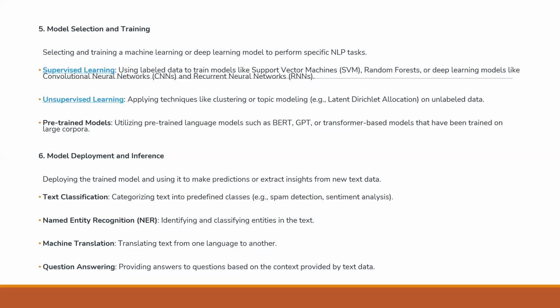Next, model deployment and inference. So deploying the trained model and using it to make predictions or extract insights from new text data. Text classification, categorizing text into predefined classes like spam detection and sentiment analysis. Next, named entity recognition, identifying and classifying entities in the text. Next one, machine translation, translating text from one language to another. Next, question answering also we can use here.